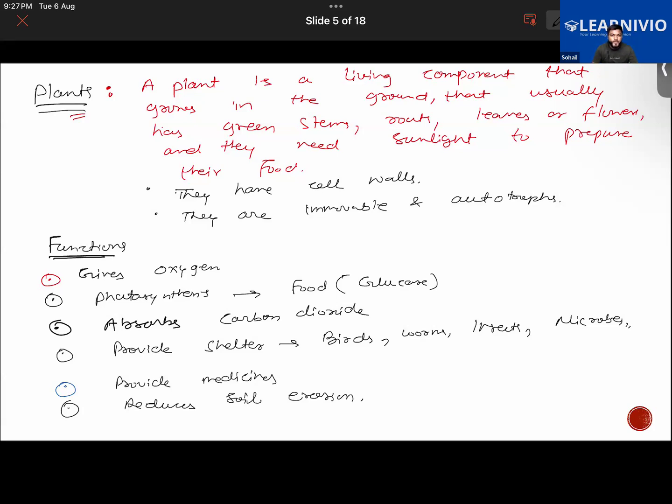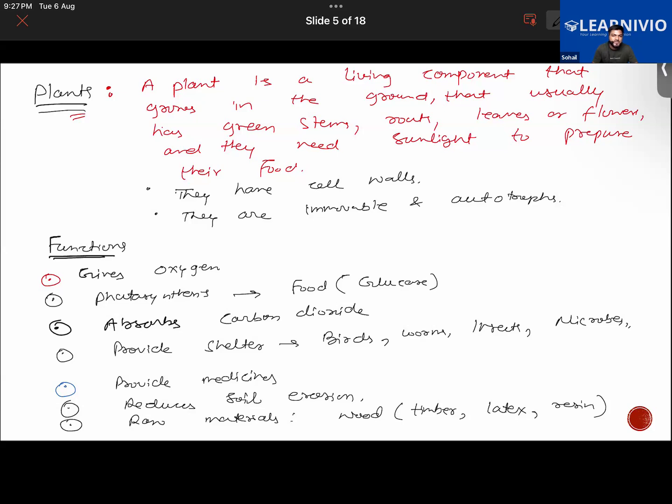Plants are a good source of wood and timber. Very good. They provide different raw materials like wood. They also reduce soil erosion, as we discussed in the previous topic. They provide latex, that is rubber, and resin, which have a variety of uses. They also provide shade during hot sunny days.